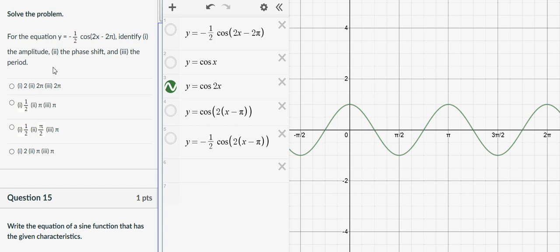Let's see how to solve the problem here. For the equation y equals negative 1/2 cosine 2x minus 2 pi, we want to identify the first, the amplitude, the second one, phase shift, and the third one is the period.